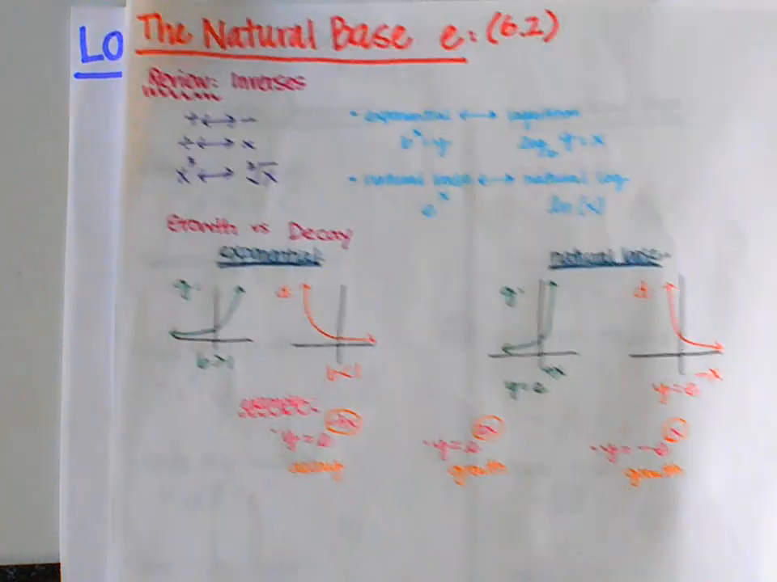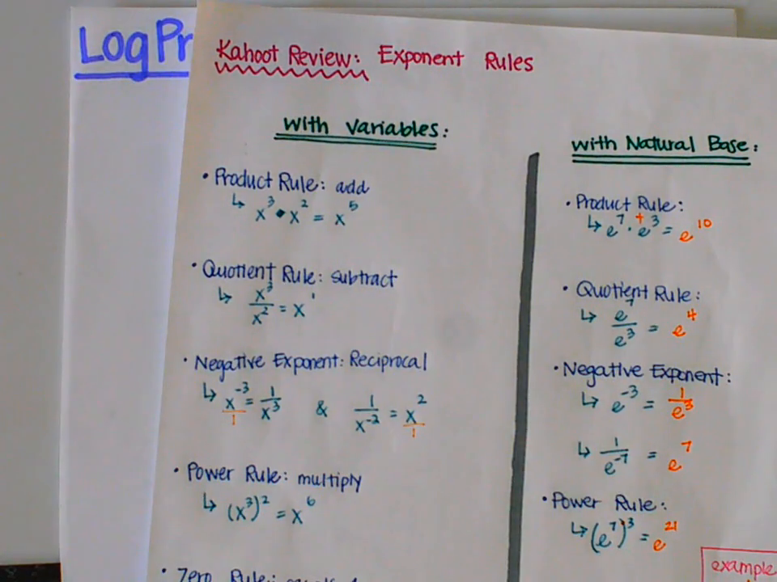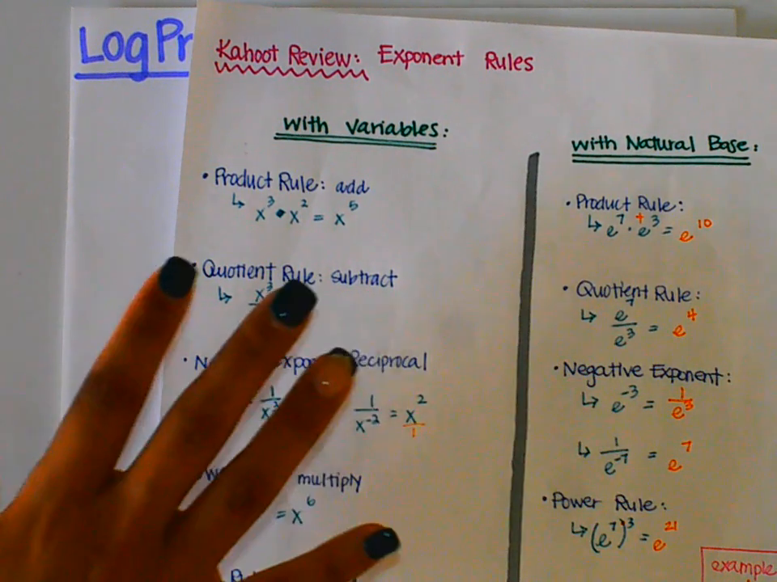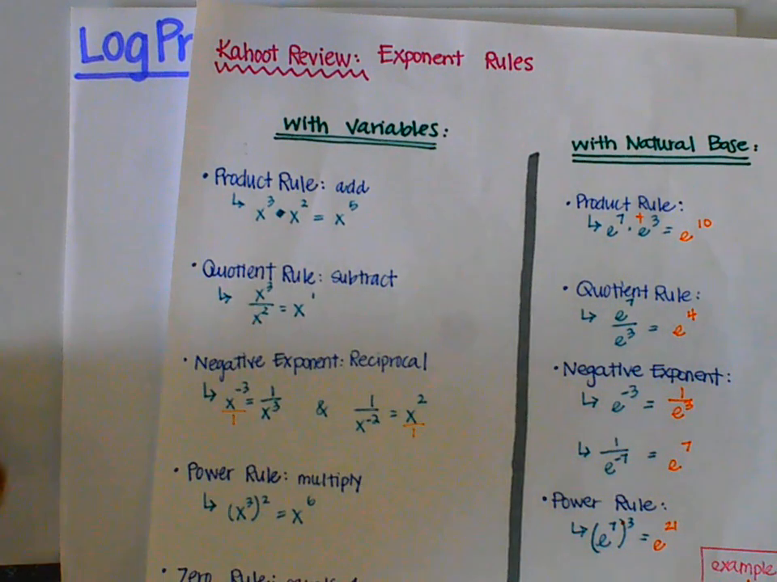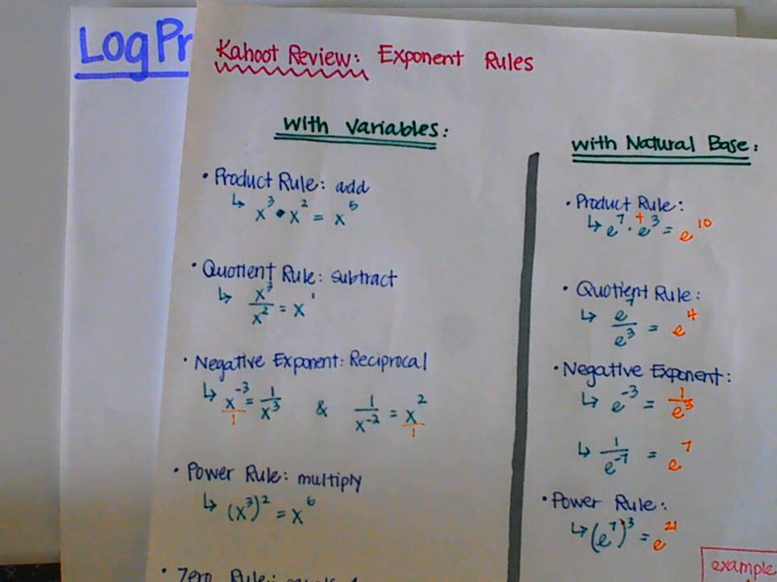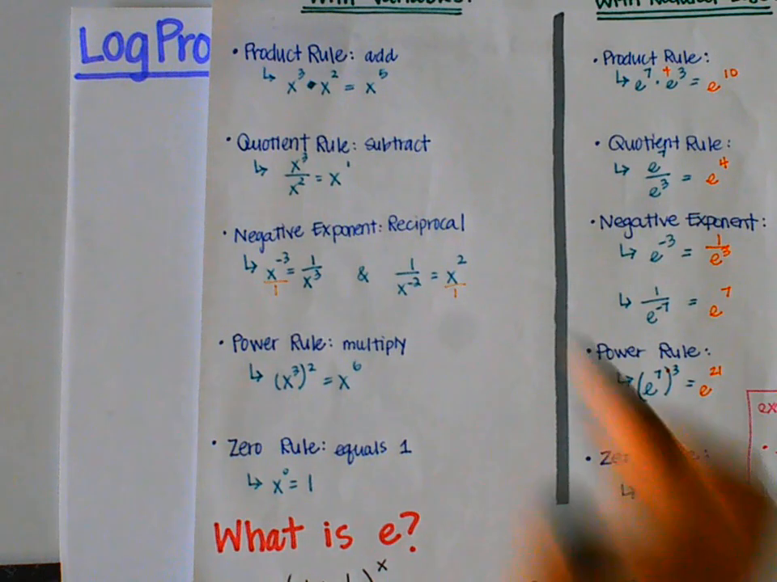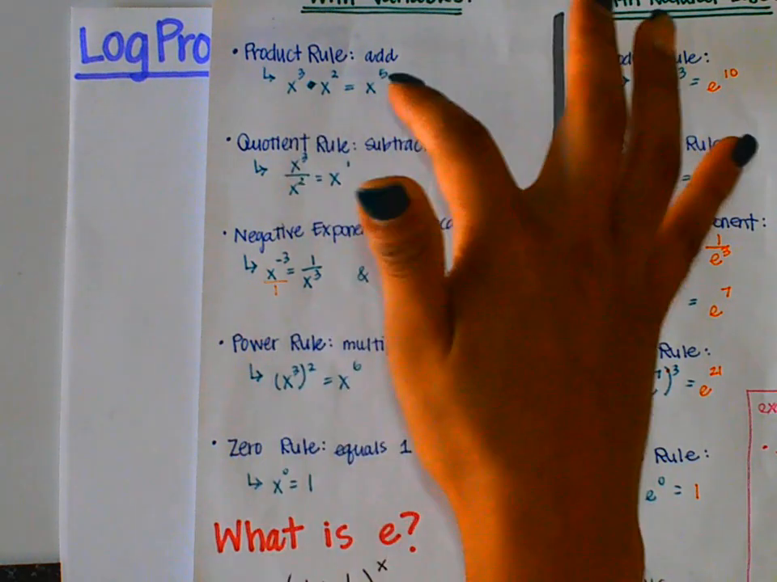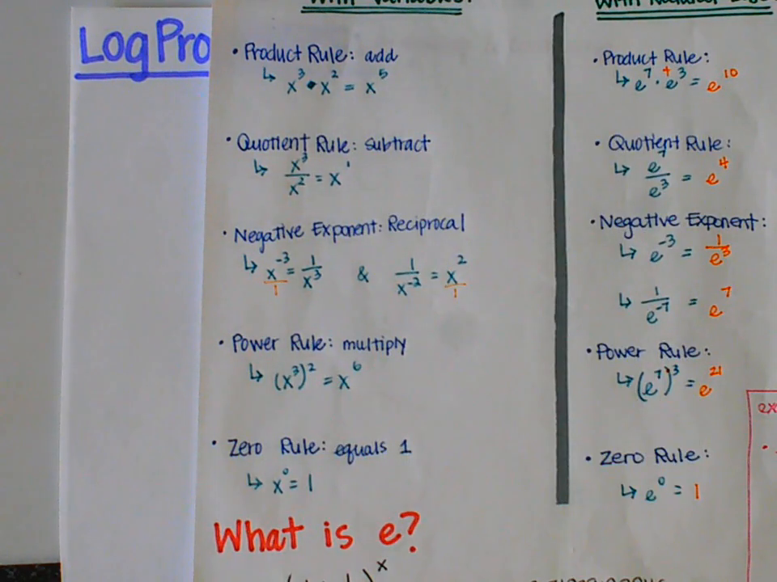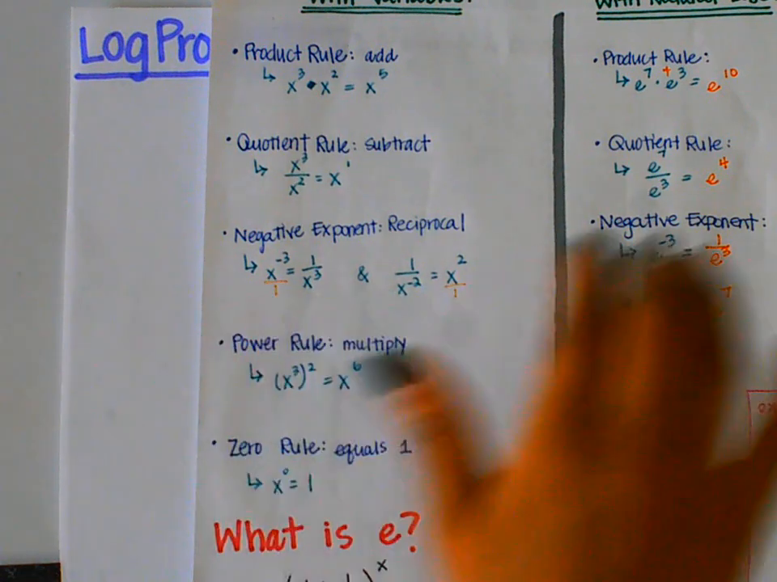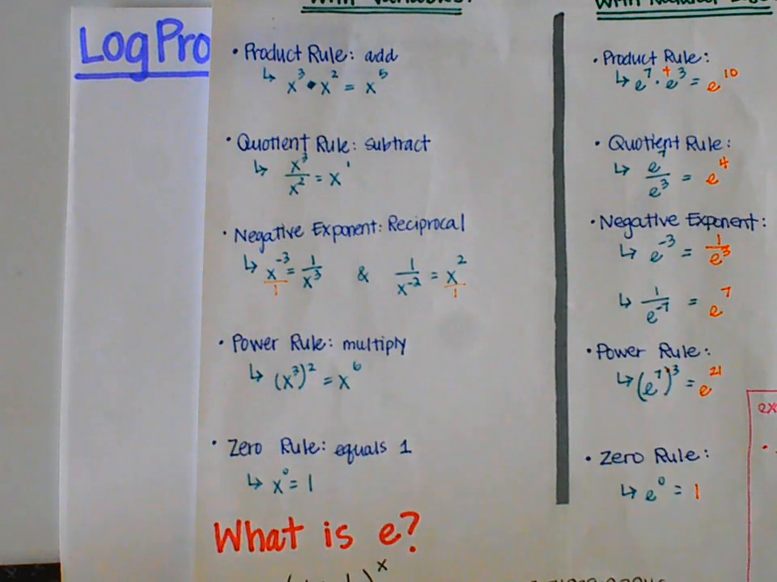But today, what I want to focus on is this Kahoot review, these exponent rules or properties that we talked about. This actually has a lot to do with the properties that we are doing with logs. In case you guys didn't notice the patterns, I do want to make sure I'm explicit about those. So we went over five rules here that apply to both variables and natural bases. And I told you the operation that you would do for each one.